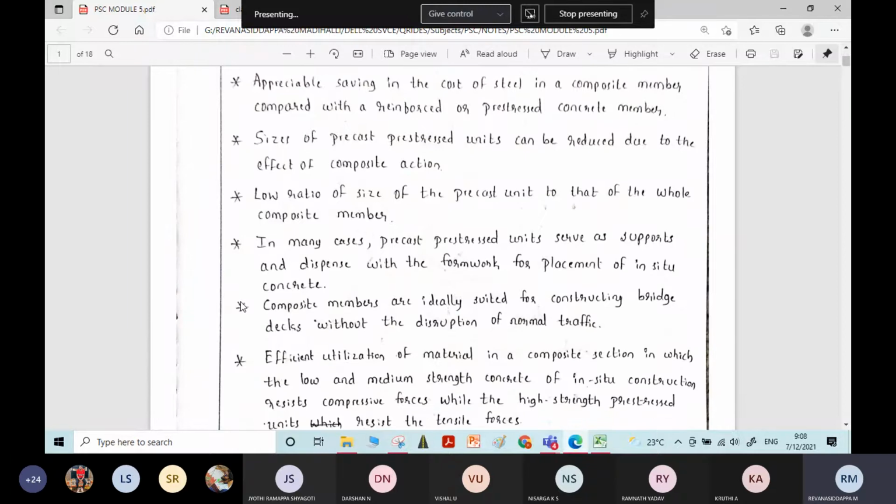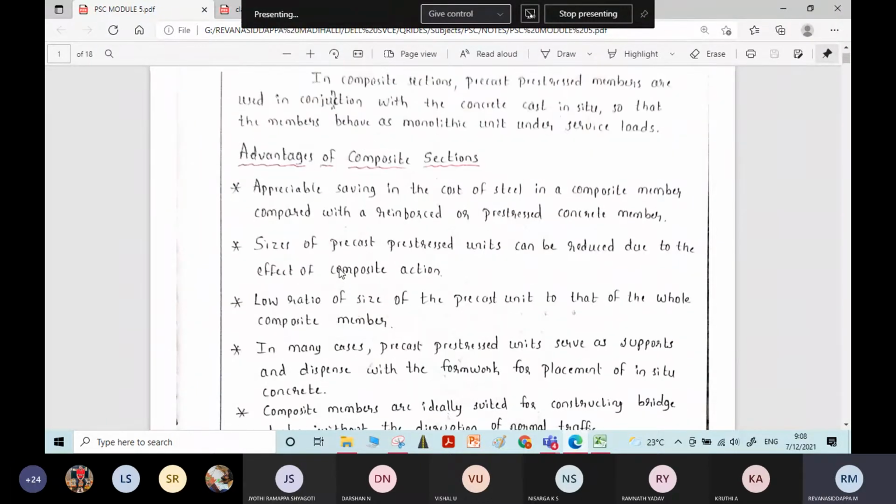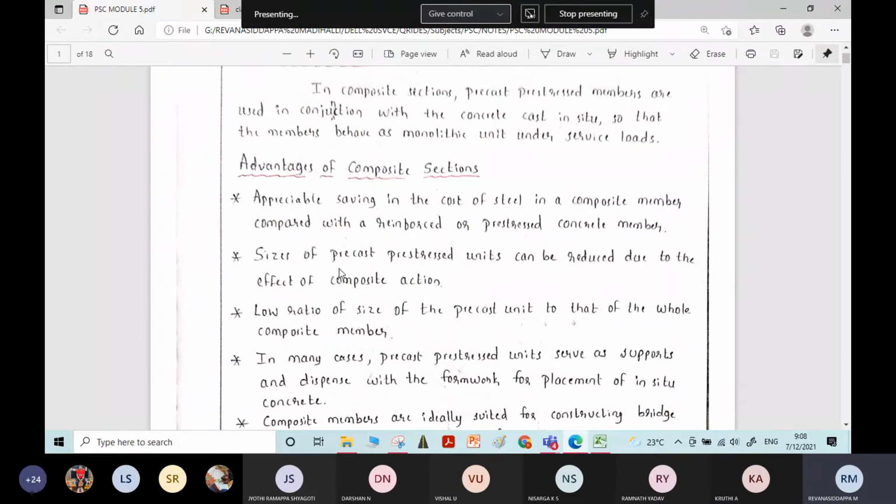In composite construction, these precast pre-stressed units sometimes serve as the formwork as well as support for cast in situ concrete. About 70 to 80% of the formwork will be avoided, because the precast units themselves act as the formwork or the supports for placing the RCC or cast in situ concrete. That is also one of the advantages.